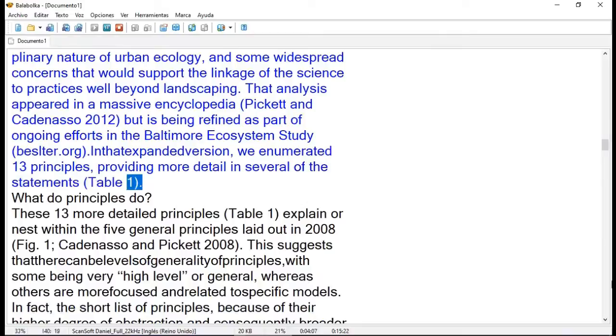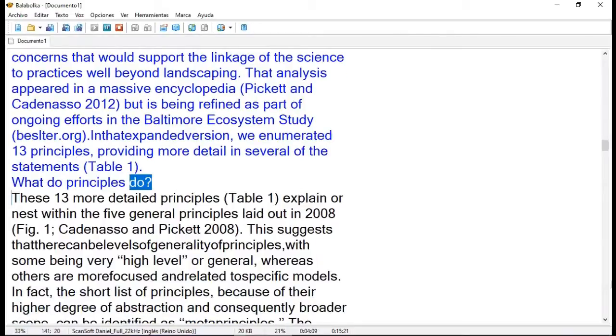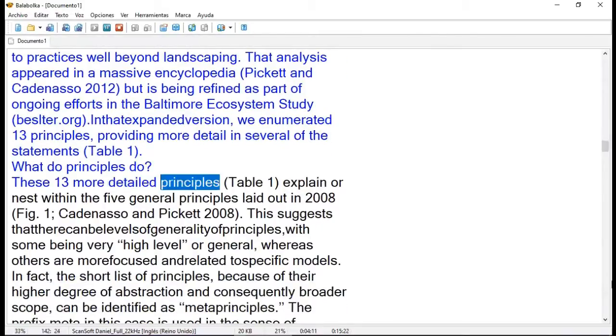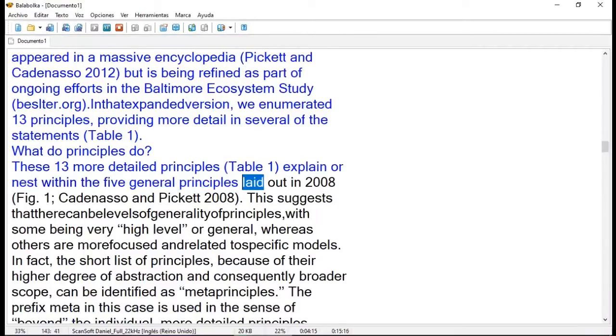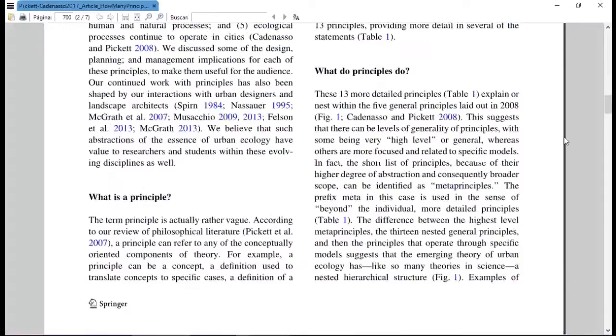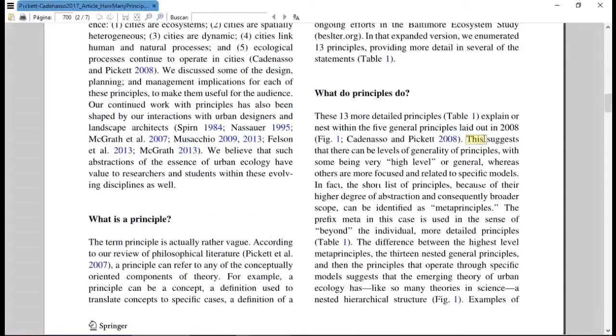Table 1. What do principles do? These 13 more detailed principles, Table 1, explain or nest within the 5 general principles laid out in 2008, Figure 1, Cadenasso and Pickett 2008. This suggests that there can be levels of generality of principles, with some being very high level or general, whereas others are more focused and related to specific models.